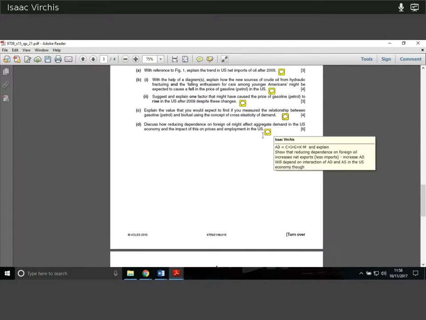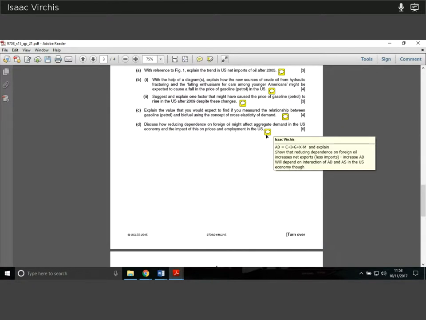Therefore, we can expect this minus M figure to fall in the equation, or net exports, X minus M, overall to increase. And we like X minus M increasing. It's a positive part of aggregate demand. So we're going to see an increase in AD. That would be the first explanation part of your answer.